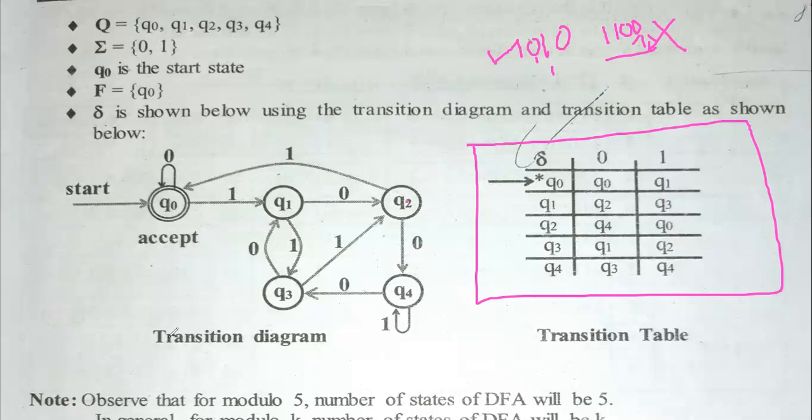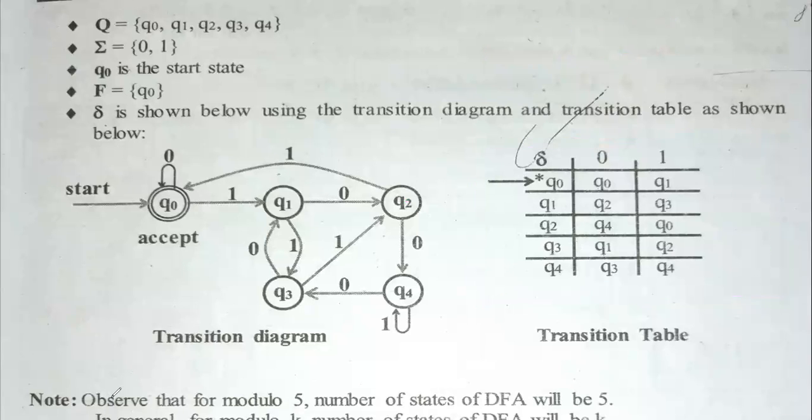So this is the DFA we can design for this particular question. If you follow a proper formula, then we can easily get the result. Remember this. Over here, observe that for modulo 5, the number of states of the DFA will be 5 exactly. In general, for modulo K, the number of states of the DFA will be K.